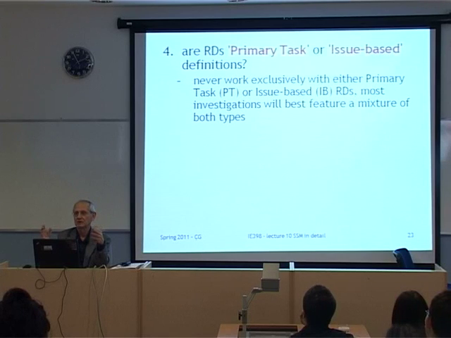Like, for example, painting the fence of a house. What you do there, you obtain a box of paint, you obtain a brush, and then you paint the house, etc. These are activities. So such a root definition could be called primary task-based root definition.